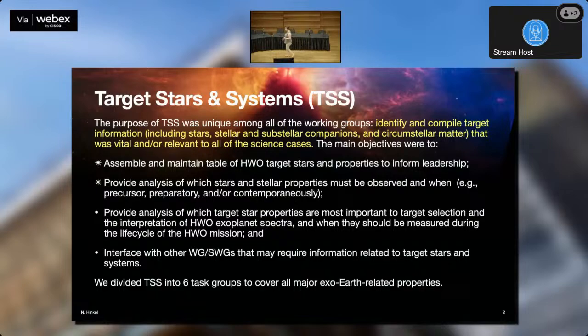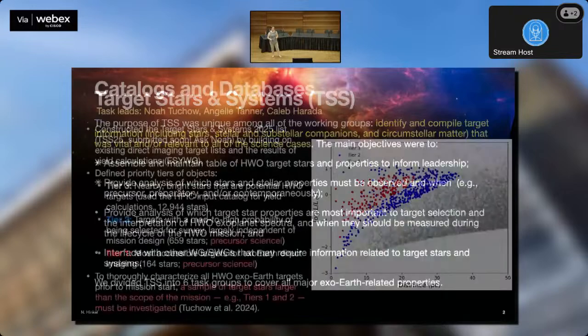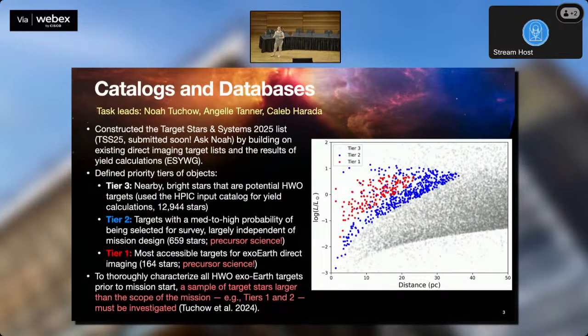So what we did, because this is a massive undertaking, is that we got input from all of you, and we actually broke our group down into 6 different task groups in order to better understand all these different properties for the Exo-Earth related survey. So I'm going to go over them in no particular order. All right, first one is catalogs and databases. So this is really the group that set up and defined the target list.